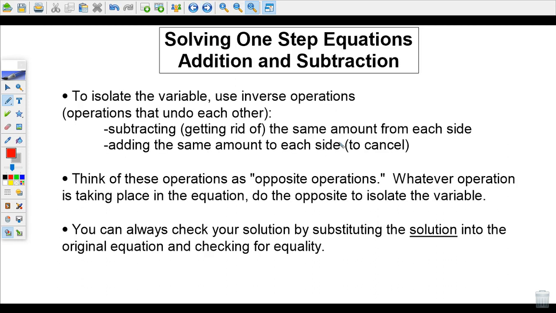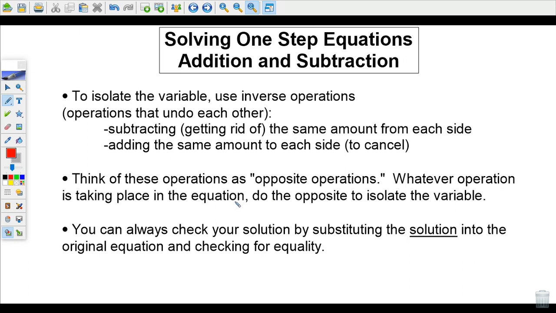So we're going to talk about solving one-step equations, using just addition and subtraction today. To isolate the variable, to get it by itself, we're going to use what's called inverse operations. Inverse is a fancy word for opposite. These are just operations that undo each other. So we're going to subtract to get rid of things from each side. We're going to add to kind of cancel things out on each side. I'll talk you through what I mean as we go through examples, but I want you to think of these as opposite operations. Whatever operation I see taking place in the equation, I do the opposite to get rid of that, to cancel it out.